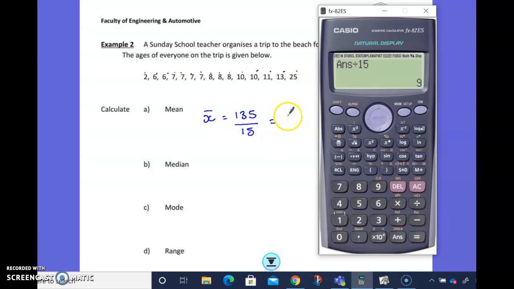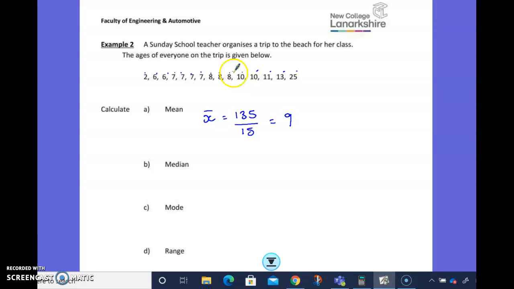And we get 9. See, the mean's a bit better this time. Your 9 sits in there, so it's a bit more representative of the data. We still have quite a high highest number that does skew it slightly. Obviously a teacher on this school trip rather than a student. Well, I don't think you'd get a 25-year-old student anyway.